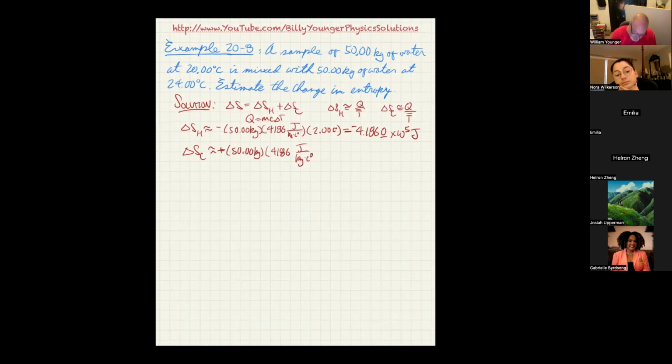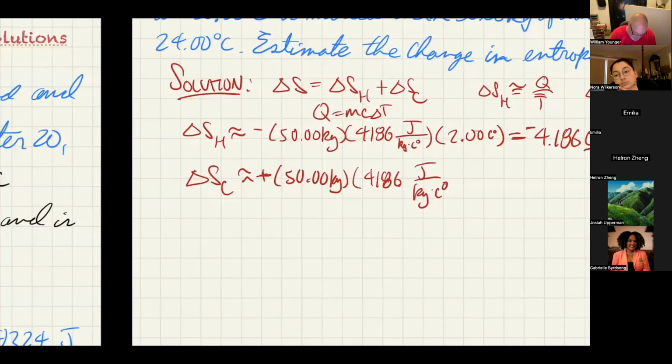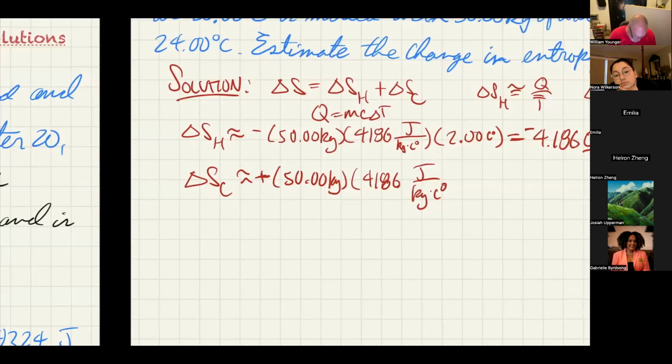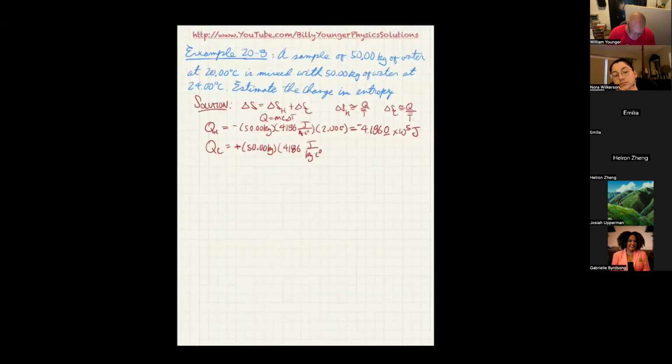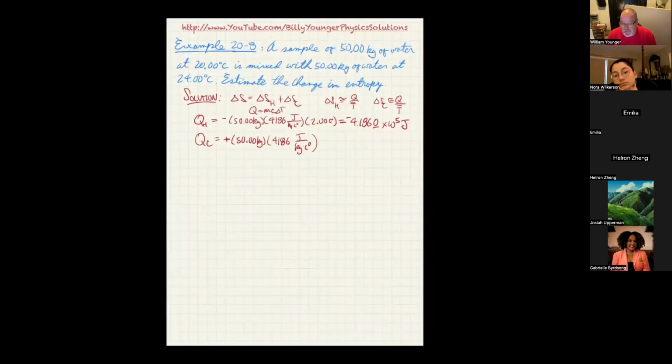That's not delta S. Everybody change your delta S. I started writing it right, but I'm just doing Q right now and I'm not up to S yet. So erase that. And in fact, I'm going to go ahead and erase the approximately because the Q is pretty reliable. So I'm going to say Q hot is equal to this and Q cold is equal to that. Sorry. And this one's also going to change in temperature by 2 degrees Celsius because the cold one's going to go from 20 to 22. So 2.00 Celsius degrees. This is going to be positive 4.1860 times 10 to the fifth joules, which is great. Yay, we've got that.